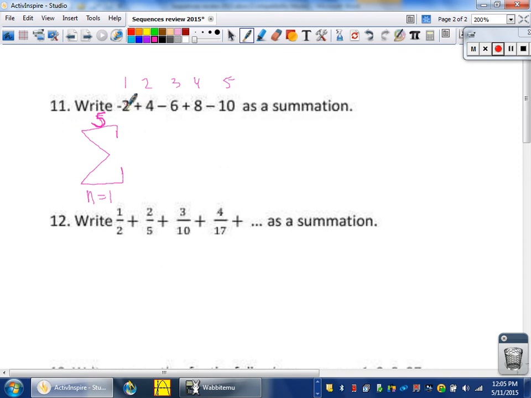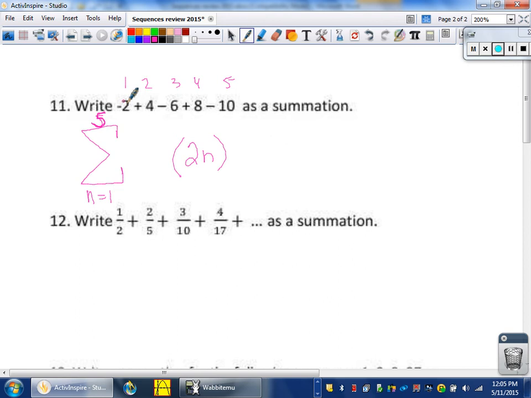So let's first do the 2, 4, 6, 8, 10. Notice that each of those is just twice your 1, 2, 3, 4, 5. So when you're trying to write a formula, you can see what happens to 1, 2, 3, 4, 5. In this case, you multiply all of them by 2.